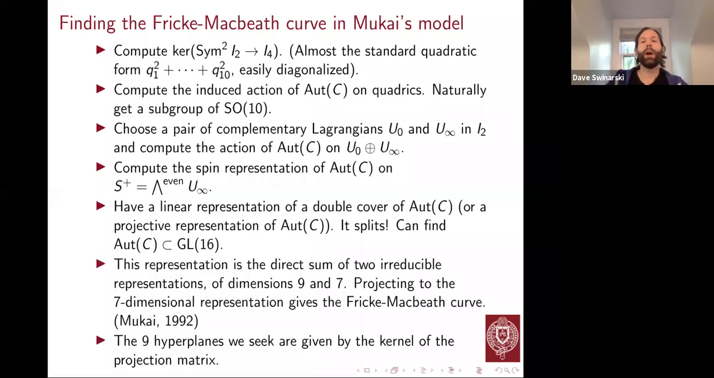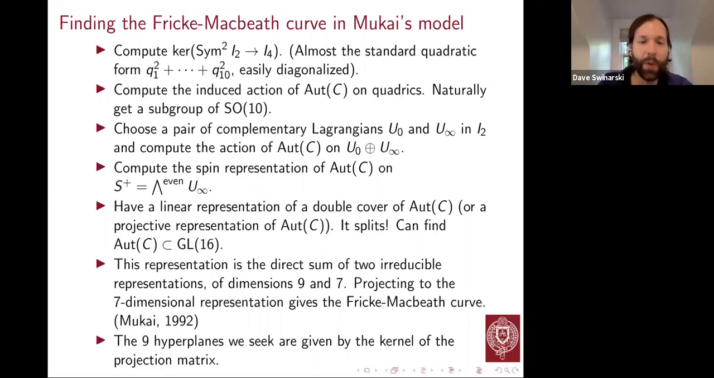When you do, you find that it splits as a direct sum of 2 irreducibles. They have dimension 9 and dimension 7. And if you project to the 7-dimensional representation, that gives you the Fricke-Macbeath curve. Now, incidentally, none of this is news. Mukai observed this back in 1992 in one of his earlier papers, although he didn't actually write equations for the hyperplanes for this curve at that time.